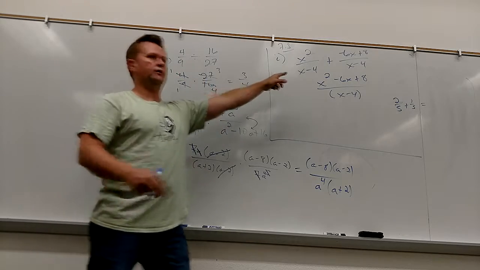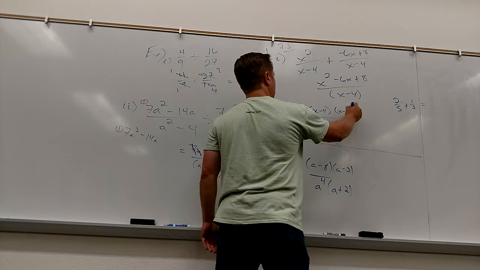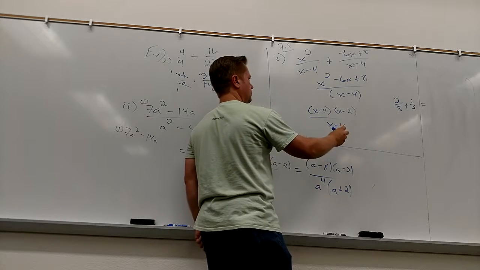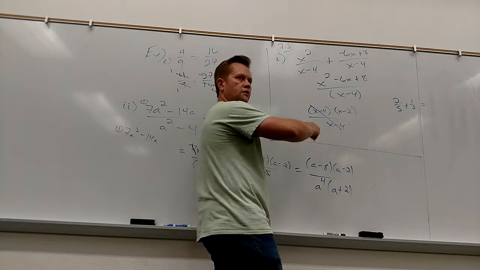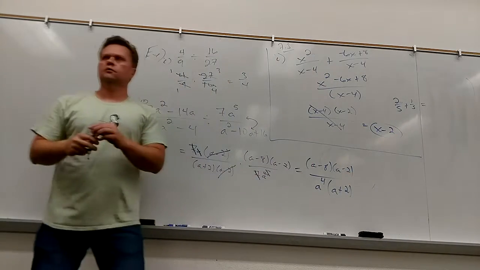This one's not that bad. How do you factor the top, or can you? x minus 4, x minus 2. I like it. And then, of course, cancel. The x minus 4's go away. So the answer is just x minus 2. Kick ass.